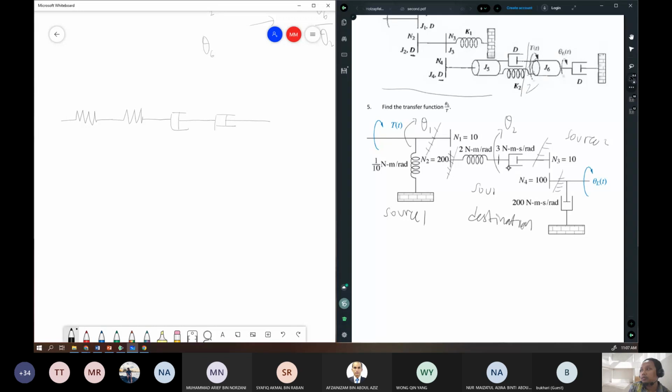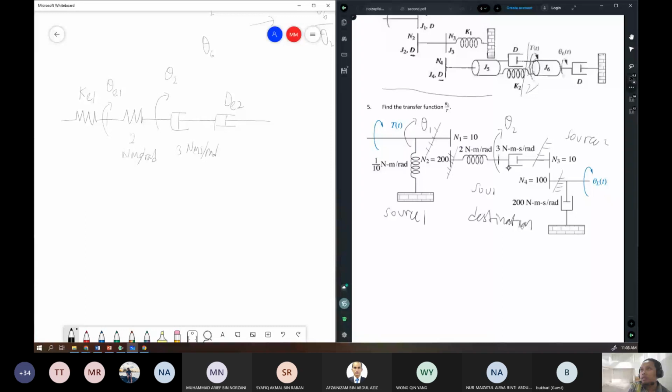So the system will be reduced to something like this. This is 2 Newton meter per radian, and this is 3 Newton meter second per radian. So this is K equivalent number 1, which you can find later. And then this is damper equivalent number 2, from source number 2. The middle section measures theta 2. This section measures theta 1, or theta equivalent 1, E1.